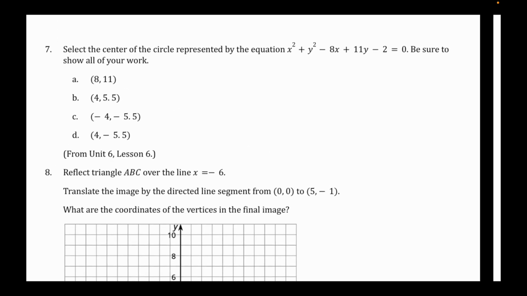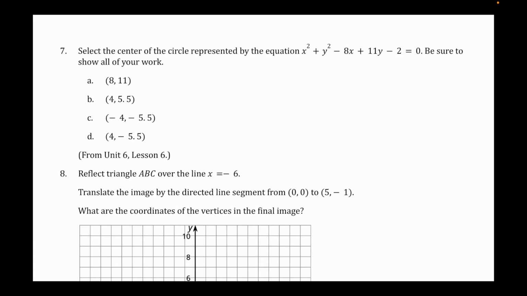Here, question 7, we have circles. Okay, so it is slightly review, but it's from pretty recent stuff. So select the center of the circle represented by the equation x squared plus y squared minus 8x plus 11y minus 2 equals 0, and be sure to show all of your work.